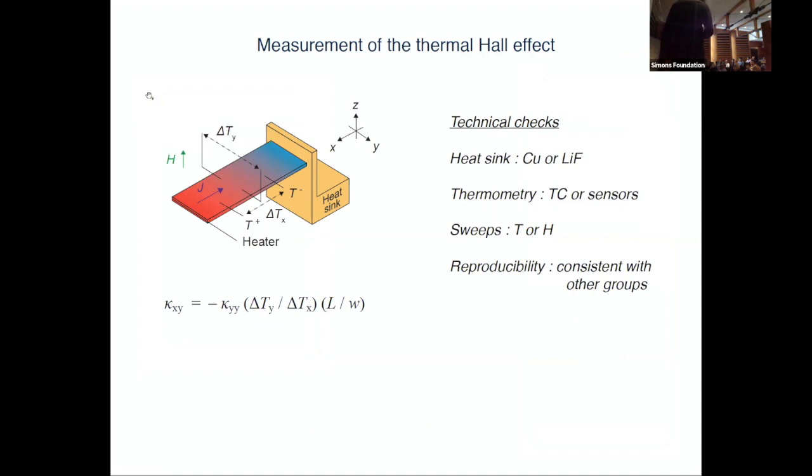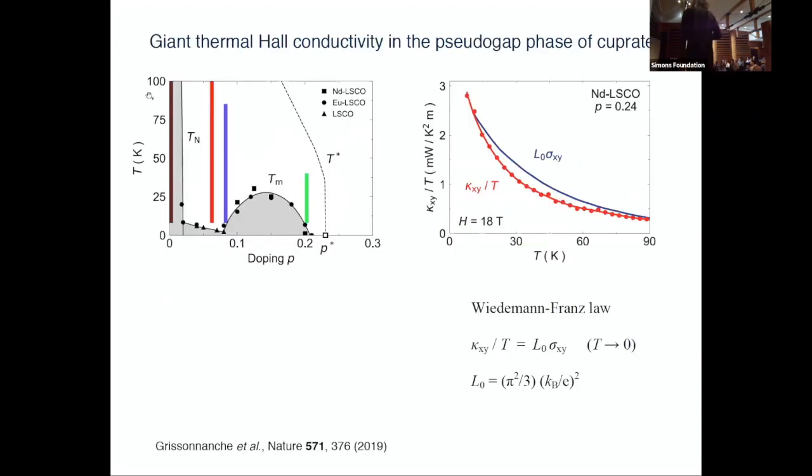Okay, I can go over various checks that we've done if you want to know at the end of the discussion. But basically, this is a measurement that we've performed. It's hard because it's a very small temperature difference. But here's the data. So I'm going to take you through the doping phase diagram again, starting at the high doping on the same material that we initially looked at.